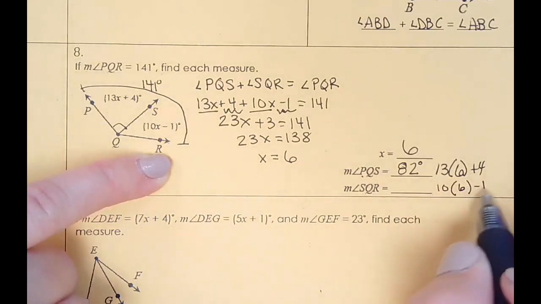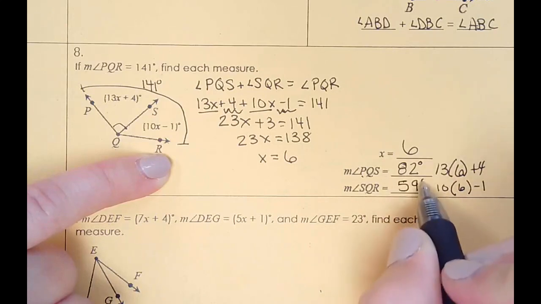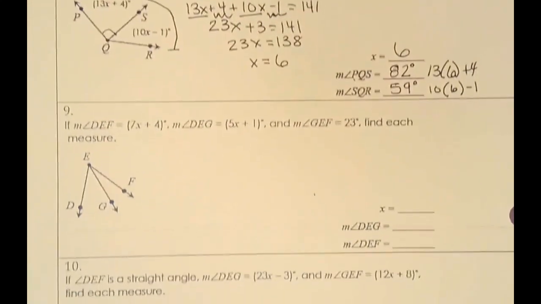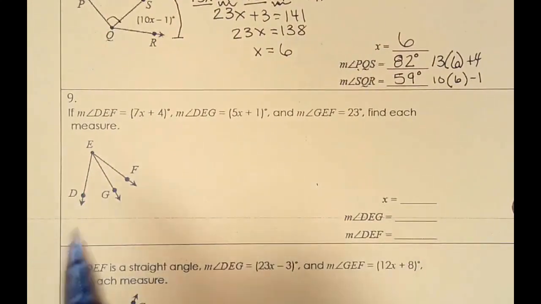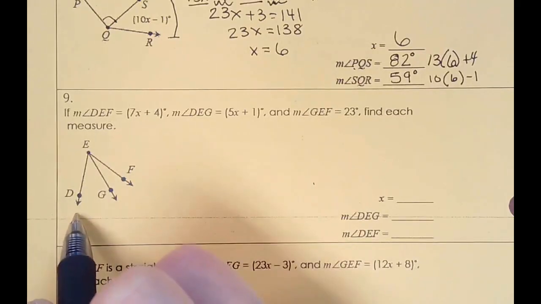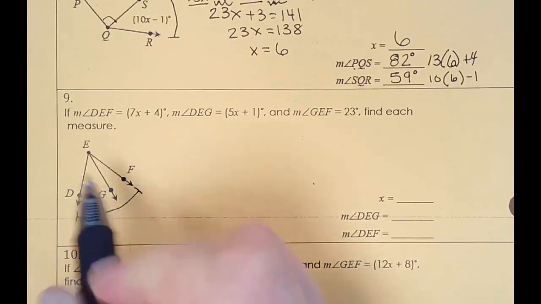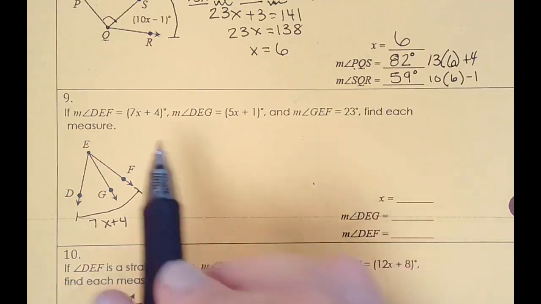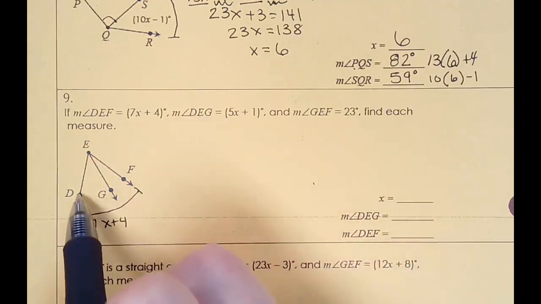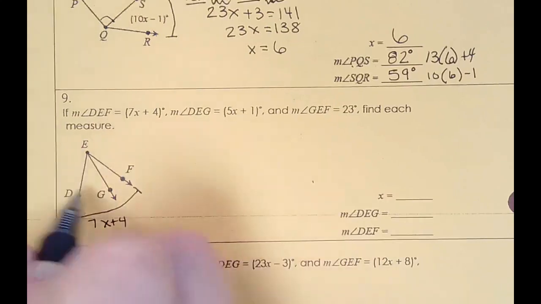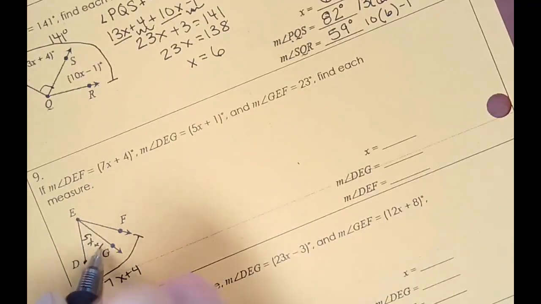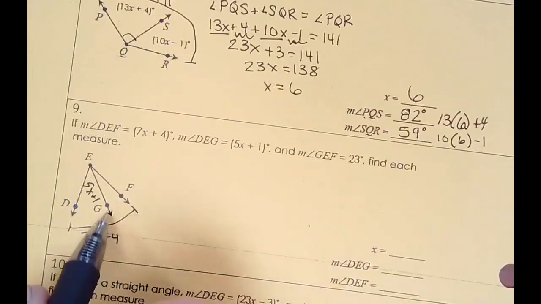Number 9. If the measurement of angle DEF, so the whole thing, is 7x plus 4, and the measurement of angle DEG, so this one here, is 5x plus 1, and the measurement of GEF is 23, find each measure. All right, so let's plug it away.